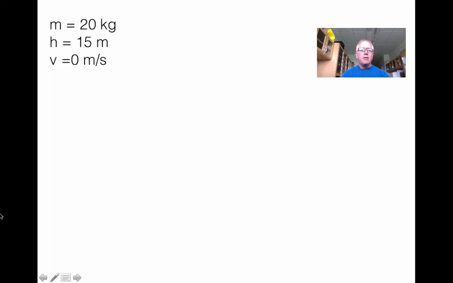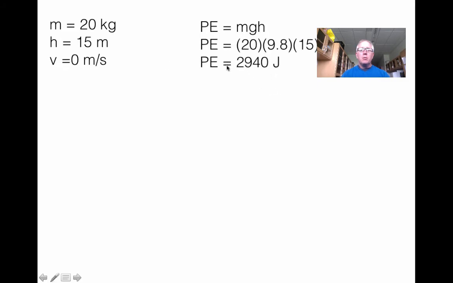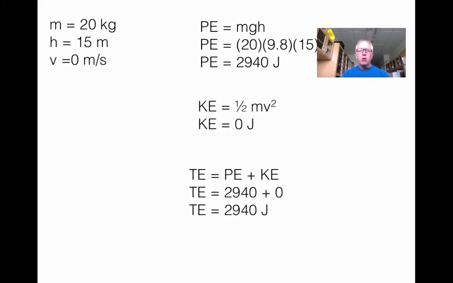Well, first of all, identifying the information is our regular starting point. And that means we could figure out the potential energy by plugging in mg, the 9.8, and the height 15 meters. That's how I got the 2,940 joules. Because the speed is 0 and kinetic energy involves speed, then the kinetic energy is 0 joules. But here's the idea of the conservation of energy for mechanical energy as we'll apply it to our class. But take a little note of this one here because this will keep coming up. The idea is that the total energy for our purposes will be the potential energy plus the kinetic energy.